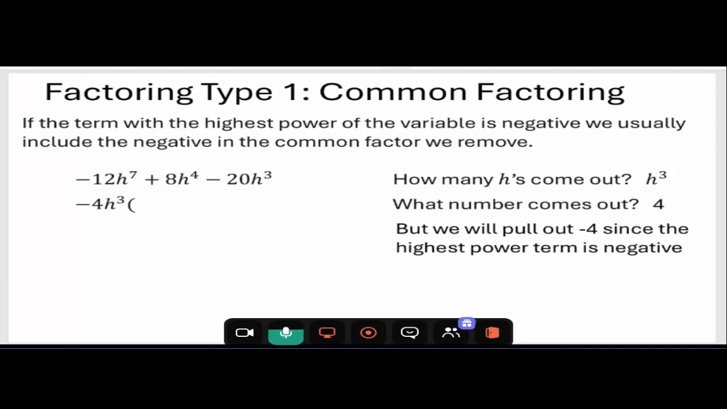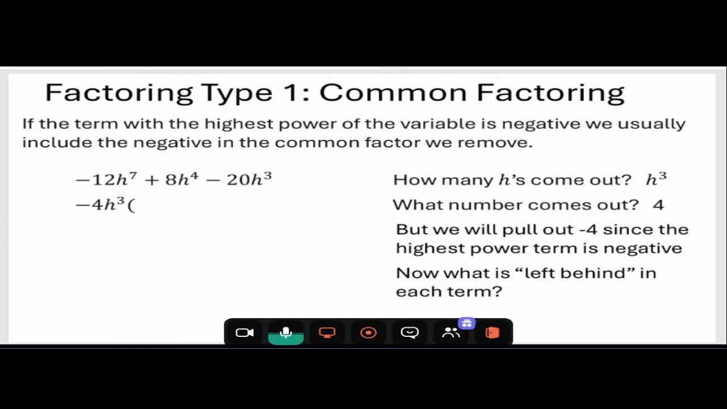Let you stare at that for a second, make sure it makes sense. I took as many h's as I could possibly take out of every term, and I took the highest number that goes into all 3 of the other numbers, and because my leading term, my highest power, is negative, I brought the negative on out front along with it. So now let's see what's left behind in each term.